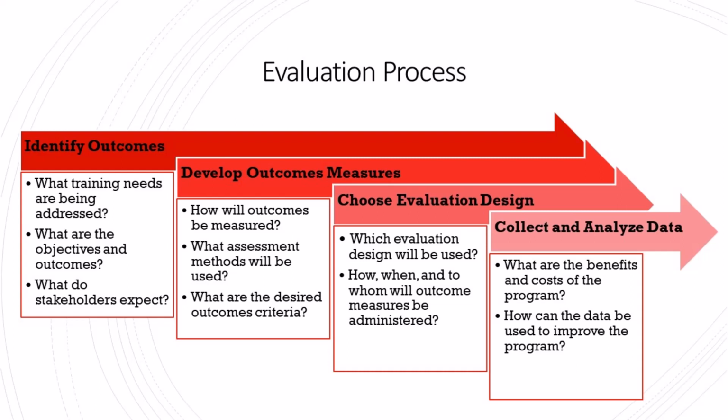Third, we choose an evaluation design that is appropriate for our training situation, including our budget. This decision involves how and when the measures will be administered and who will participate. Finally, we execute the design we chose, collect and analyze the data, and draw conclusions based on it. How can we use the data to make improvements or cut costs? Now that you are more familiar with the process of assessing training effectiveness, you can explore some of these components in more detail in subsequent lectures.